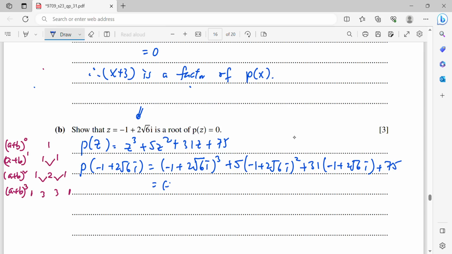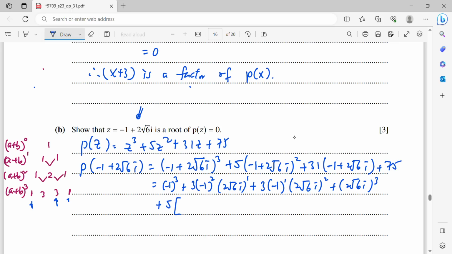So which means I'll get minus 1 cubed because the coefficient is 1 here. Then plus 3. Now, this expansion is the same as the binomial expansion, meaning that you need to decrease the degree of the first term and increase the second term's degree by 1. So here, minus 1 squared, 2 square root 6i, degree 1. Then the next coefficient is 3. So 3 times minus 1, degree 1, 2 square root 6i, degree 2. Lastly, the coefficient is 1. So 2 square root 6i, degree 3.